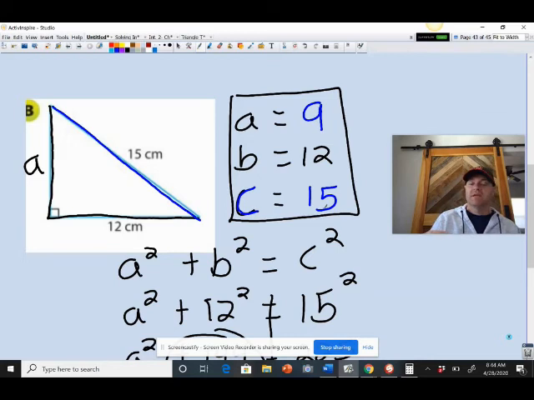By the way, what they might call these, 9, 12, and 15, they call these Pythagorean triples. These are three numbers that work in the Pythagorean theorem, a squared plus b squared equals c squared. So any three numbers that work in the Pythagorean theorem, they call the Pythagorean triples, okay?